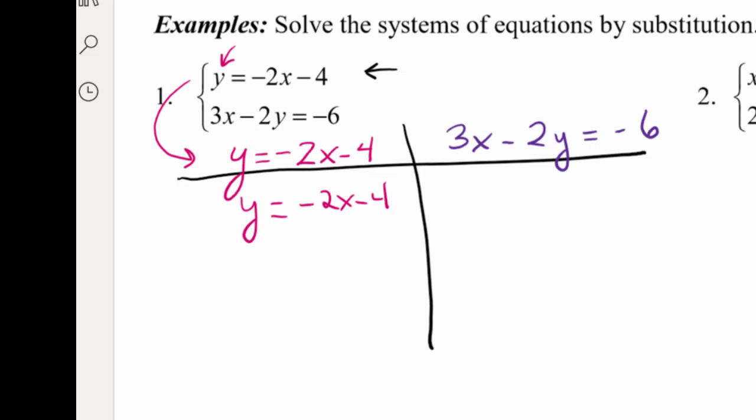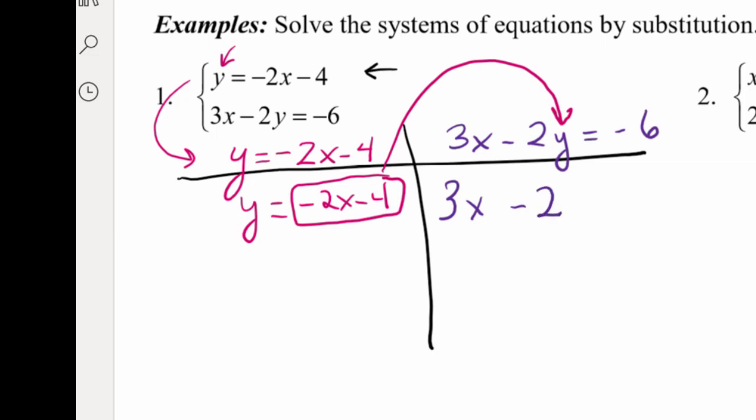And that is where we take this side of the equation. See how it says that y is equal to negative 2x minus 4? We're going to take that expression on the right and substitute it for the y variable in that second equation that's on the right side of the T. So it's going to look like this. You've got your 3x minus 2, but where the y is, you're going to put parentheses, and we're going to replace that y with the negative 2x minus 4 from the equation on the left side of the chart. See that? And then the rest of it stays the same, minus 6.